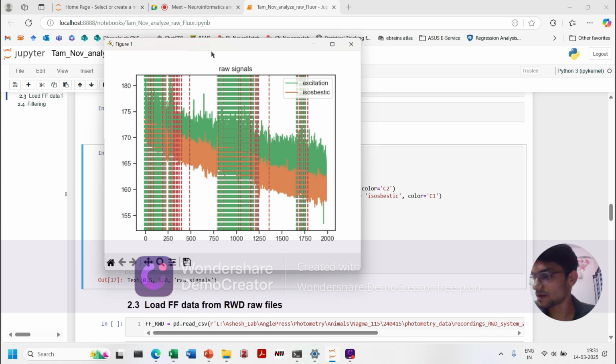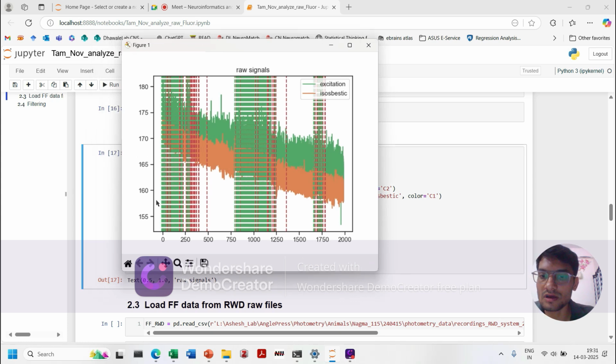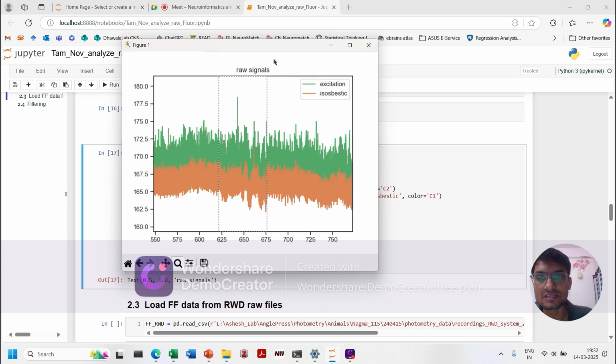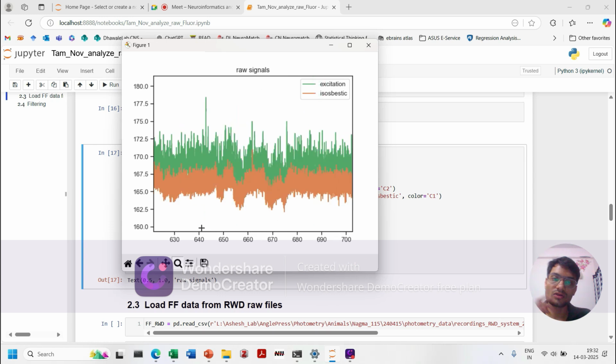The lecture is now being recorded, and this is what we saw last time. We plotted the raw signal, so the y-axis has arbitrary units of signal and the x-axis is time. The orange one is the control signal and the green one is the actual signal, which we are interested in.